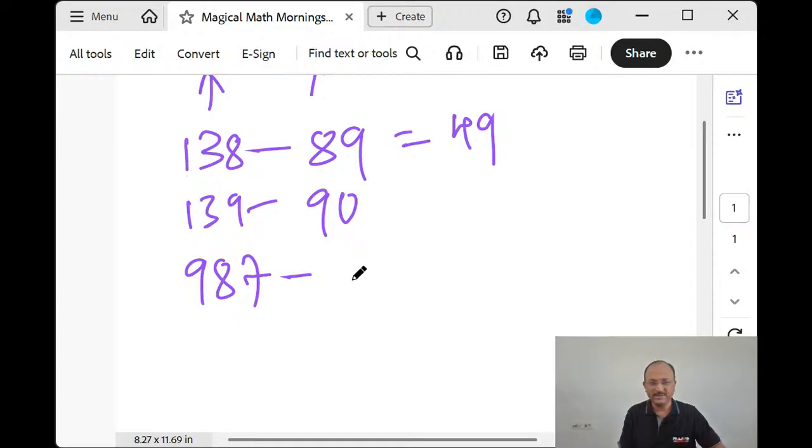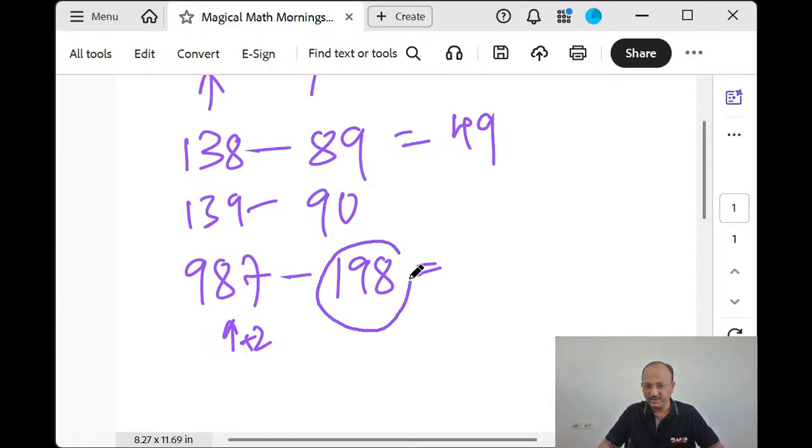987 minus 198. Try this. 987 minus 198. In mind, we have to do only plus 2. Here means here just plus 2. It will become very easy. Correct? No? 990 minus 200. Whatever you have to do to bring it closer to 200, the same thing you have to do to this. That's it.